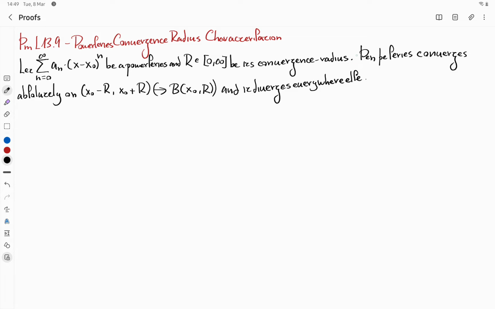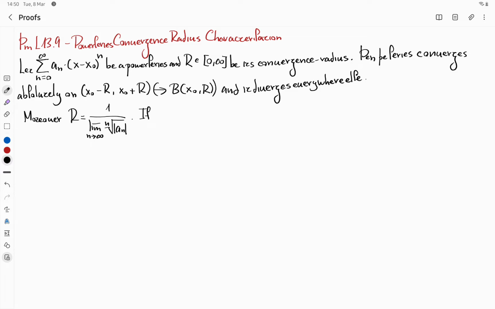It's a very nice property. Moreover, we have a formula for computing the radius. Fancy that. It is the limit superior as n approaches infinity of the nth root of the absolute value of a_n.